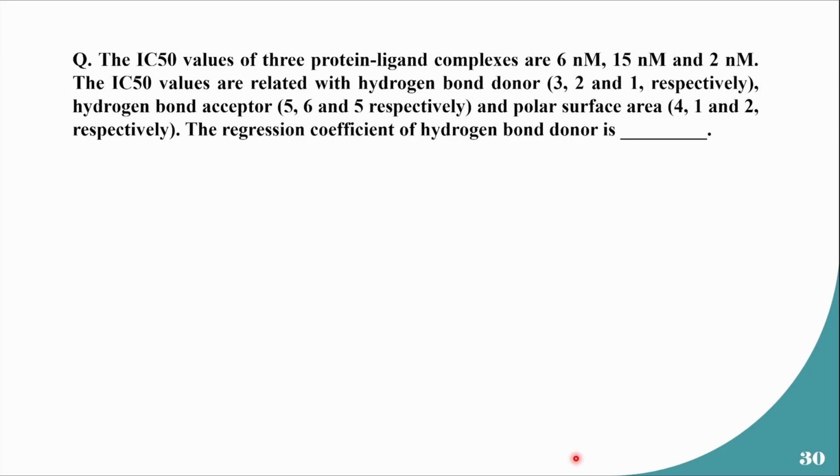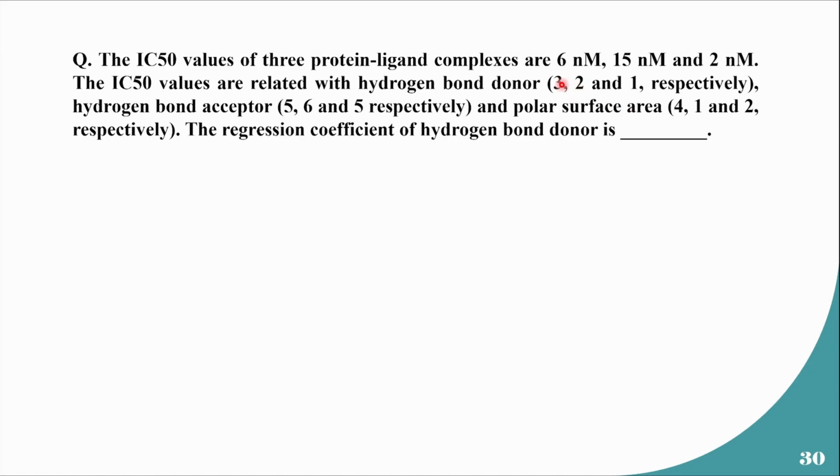Now, if we talk about some numeric values, here one question is being asked. It says that the IC50 values of 3 protein ligand complexes are given as 6 nanomolar, 15 nanomolar, and 2 nanomolar. Now, for another complex the IC50 values are related with the hydrogen bond donor. In this particular one, we have 3, 2, and 1 value for hydrogen bond donor. Then we have 5, 6, and 5 value for hydrogen bond acceptor. And then we have 4, 1, and 2 for polar surface area.